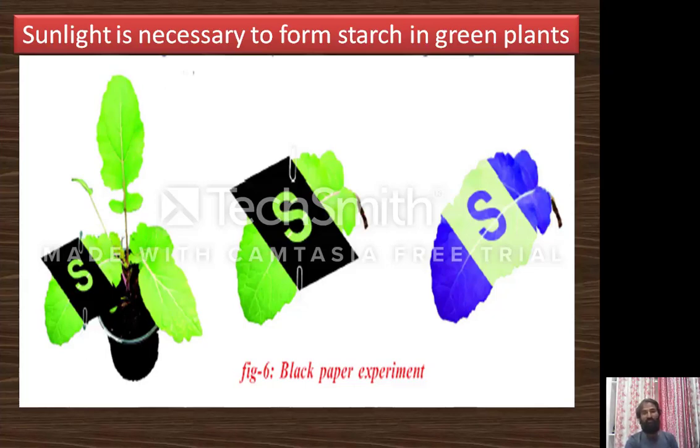If they perform photosynthesis, what will be formed? The starch is formed. Where the leaf is exposed to the sunlight, only that area forms the starch. The leaf area which is not exposed to the sunlight does not form the starch. That is confirmed with the help of this experiment. Just you see here, the black paper is present, so the leaf is not exposed to the sunlight, so there is no starch, so there is no blue coloration. Where the blue color is present, the leaf was exposed to the light, and only that area performs photosynthesis and prepares the starch.